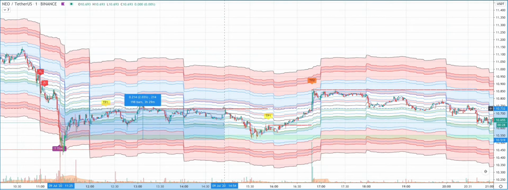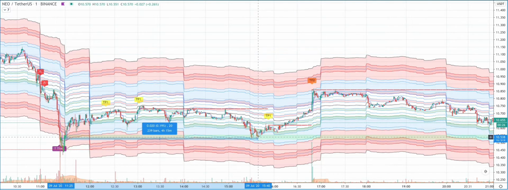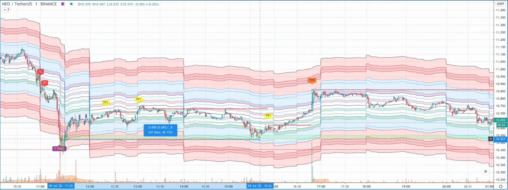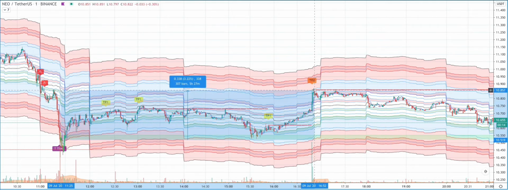Now, after you hit those levels, you would be looking at another dip down from 2.21% to 0.08%. So you'd have to be able to sustain that dip. But if you had, you would have gotten to a peak of 3.25% in about 5 hours.